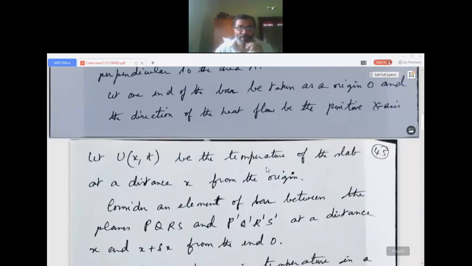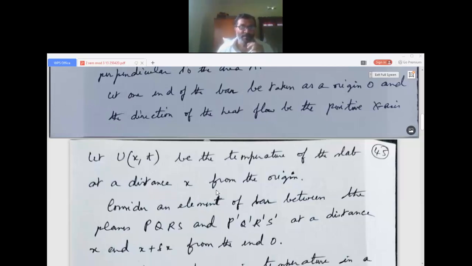Let U of x comma t be the temperature of the slab at a distance x from the origin. The notation U of x comma t means the temperature of the slab at a distance x from the origin.